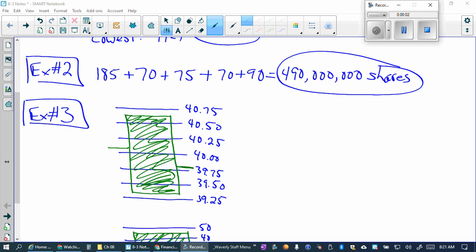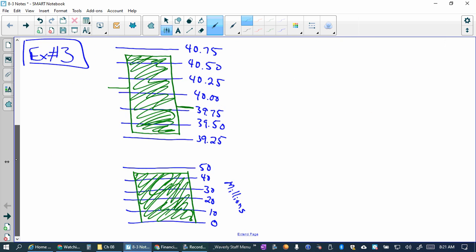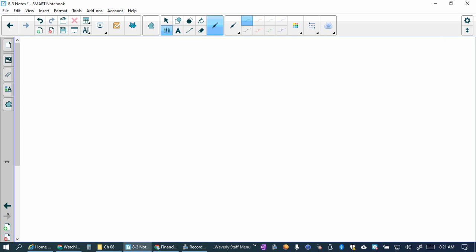Okay, so part 2 of this 8.3, looked at bar charts. Now let's take a look at candlestick charts. Hopefully you took a look at that. It's a different way to display the data that you might see out there. So if we go take a look at page 480, you'll see candlestick charts.